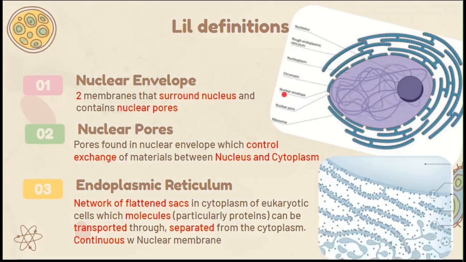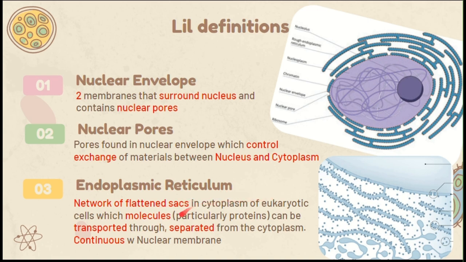A few definitions with important words highlighted. Starting off is the nuclear envelope, the two membranes surrounding the nucleus, which contains nuclear pores. Pretty straightforward, and see, two membranes surrounding the nucleus and nuclear pores here and there. Nuclear pores, again, pores of the nucleus, and what they do is control exchange between the nucleus and cytoplasm. Then we know the nuclear envelope is continuous to the ER, the network of flattened sacs. Right, it's a network because the flattened sacs are connected in the cytoplasm of eukaryotic cells to transport molecules, especially proteins, separate from the cytoplasm.